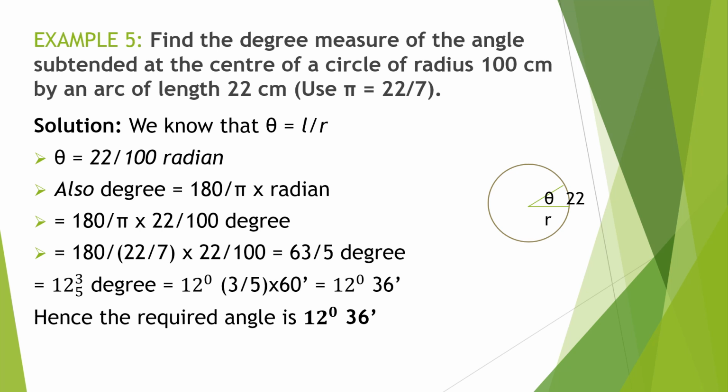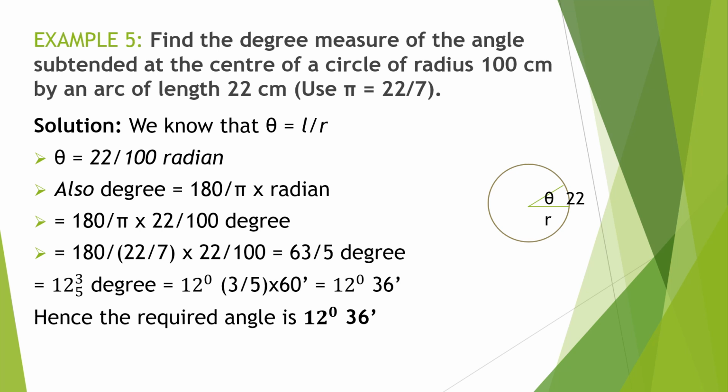Use pi as 22 by 7. Now see what is given to us. A circle with radius r and angle which is made is theta. The radius is 100 cm and the length of the arc, we denote it by L, is given to be 22. Now we know the formula, theta is equal to L by R. So theta is equal to, what is the length of the arc? 22 upon what is the radius? 100. So 22 by 100 radian. Remember, this formula is for radians. If you need it in degree, you will have to convert it to degree.